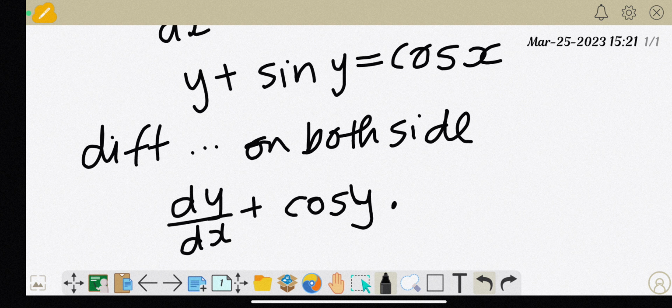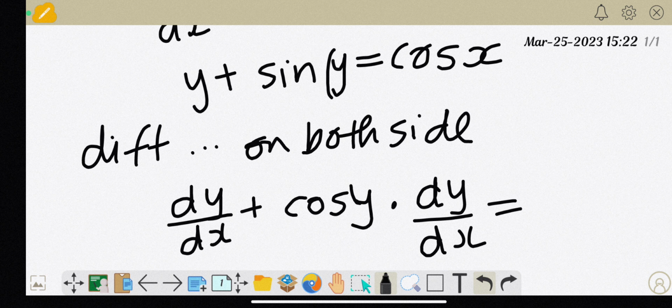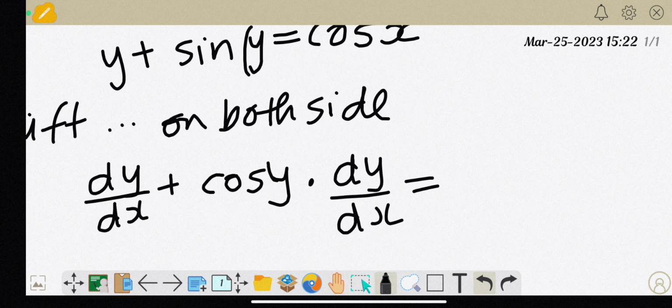But see, there is another term, correct? Y. So for y you also have to write the differentiation. What is the differentiation of y? It is dy by dx. Then what is the differentiation of cos x? Cos x is minus sin x.